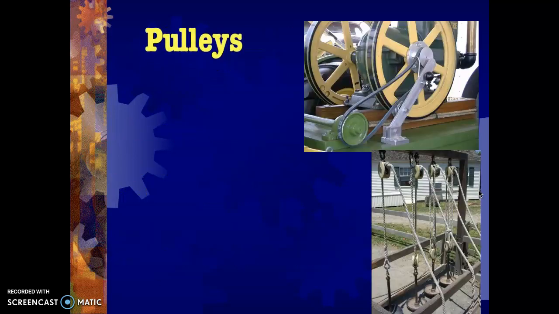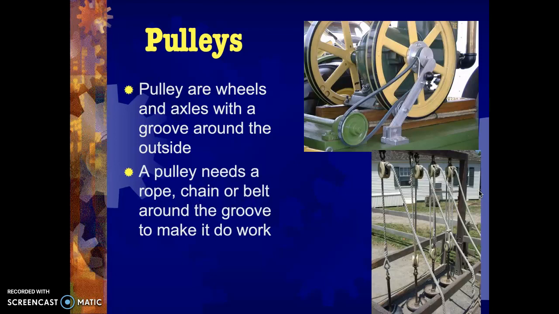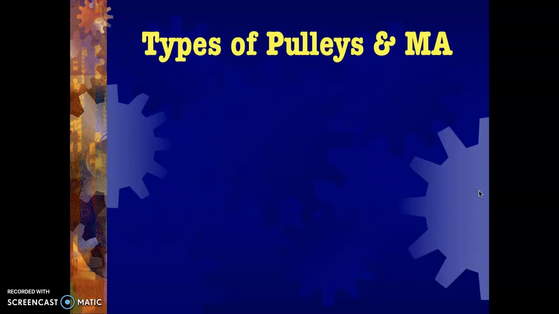So as we get moving through here, we're going to talk about pulleys. In each case here, you can see a picture of different types of pulleys. Pulleys are wheels and axles with a groove around the outside, and passing through that groove is some type of rope, chain, or belt that will allow it to work. Okay. There are 3 types of pulley systems, and each with its mechanical advantage.